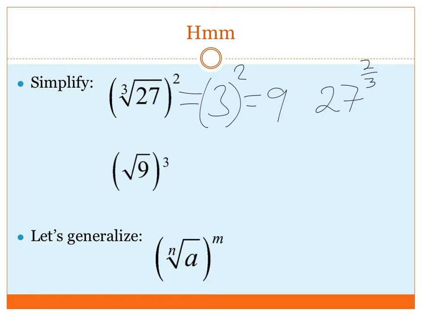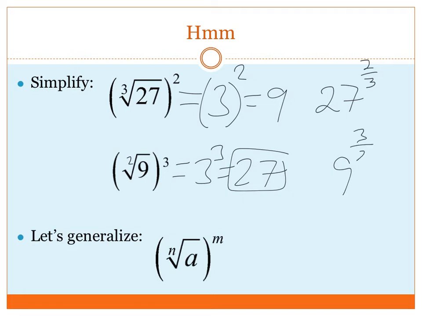Alright, so let's take a look at the next one. Square root of 9 is 3, then cube it, we get 27. You could rewrite this in exponential form. Well, square root, there's a little 2 here, but we don't write that for square roots. Alright, so I'd have 9 to the 3/2, where the 2 is the root, and the 3 is our little exponent out there. Awesome.